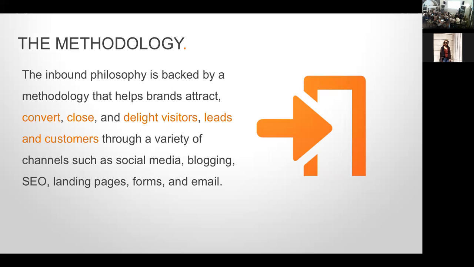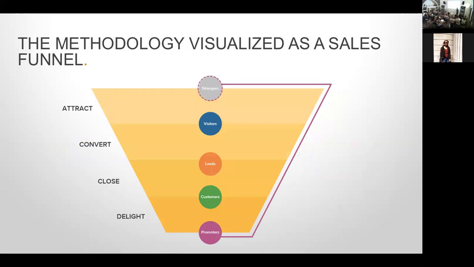So the inbound methodology is about how you convert a stranger, you close that client, you delight that visitor and you transform him into a customer, and eventually into a promoter of your business. And you're doing this through social media, blogging, SEO, and I'm going to go a little bit further into details. That's the inbound marketing funnel.